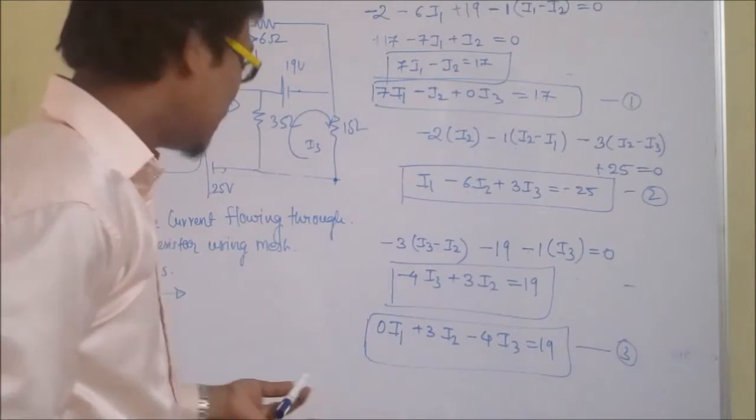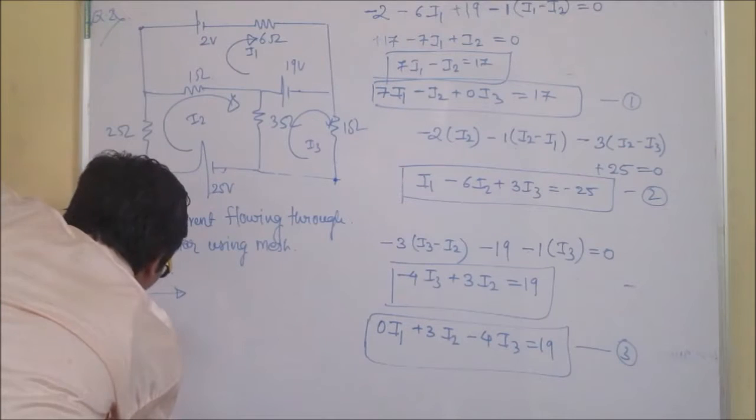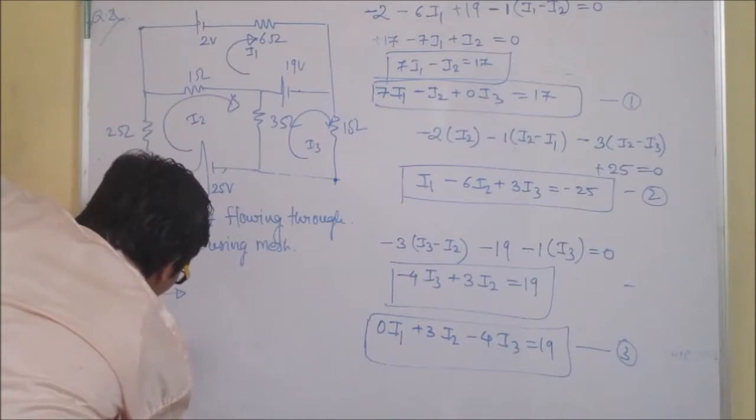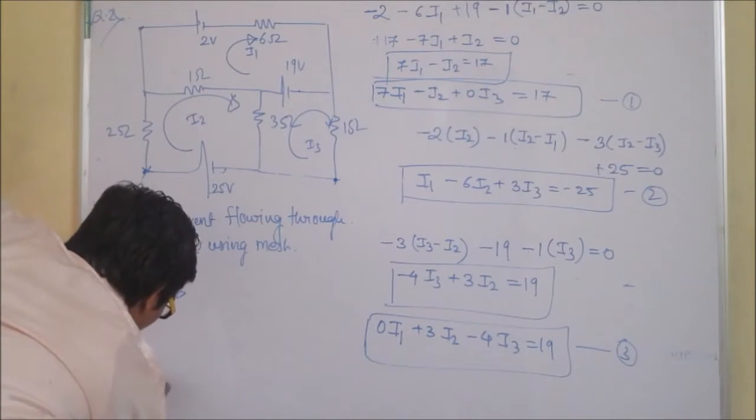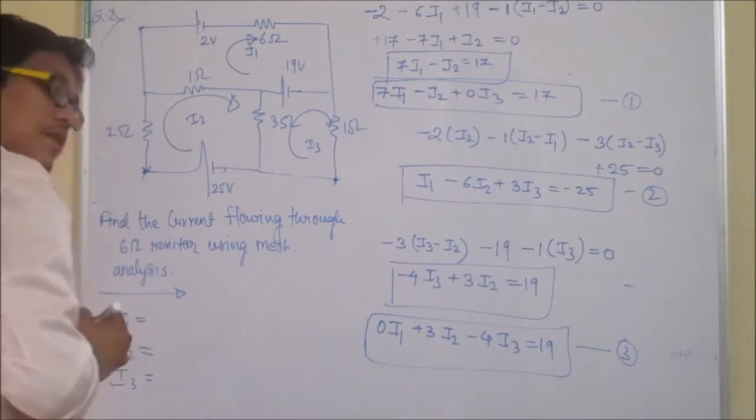Now we'll solve by calculator and we will just get the values of I1, I2 and I3. And what are these values?